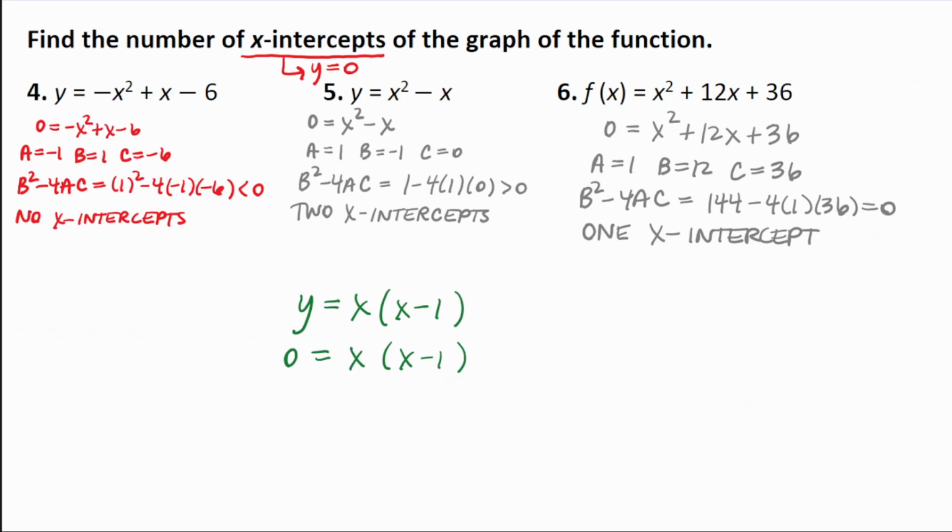Okay, and then on the right, this is also factorable because I was thinking, I know two numbers that multiply to 36 and add to 12, and that would be 6 and 6.